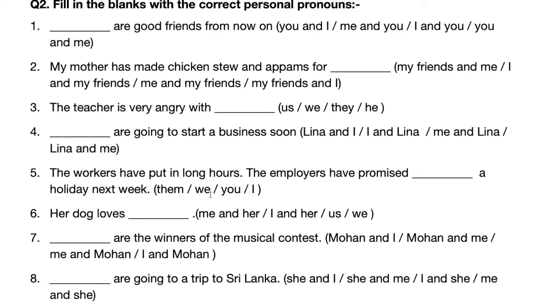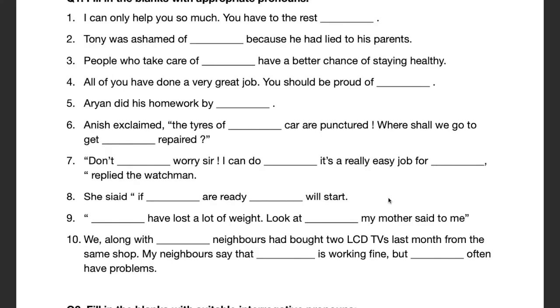So, in grammar, the personal pronouns I, you, he, she, it, we, you, they are grouped into one of three categories. First person, I and we. Second person, you. Third person, he, she, it, and they. Fill in the blanks with appropriate pronouns. I can only help you so much. You have to do the rest yourself.